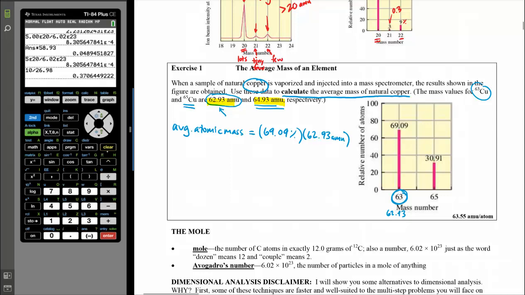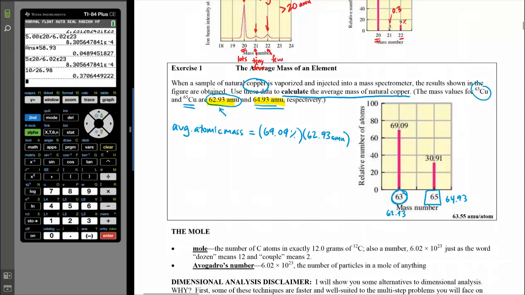The reason it's not a nice whole number is that the way these numbers come about is that they're compared to the official standard atom, which is a carbon-12 atom. So only carbon-12 is a perfect whole number. Everybody else is some decimal that's pretty close to a whole number. In this case, they're very close to 63 and 65. And the 65 here would actually be 64.93. So those are the numbers we're going to use.